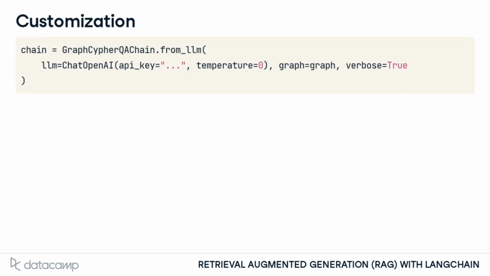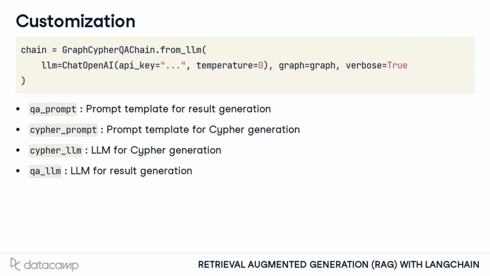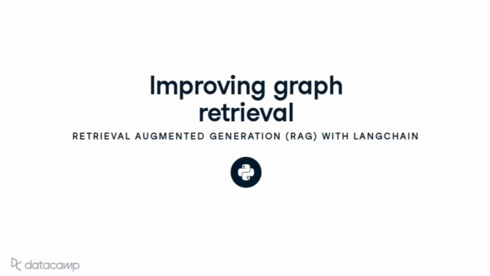Note that here we are using the same LLM for generating the Cypher query and the final natural language result. We're also not changing the default prompt templates for either of these steps that are used under the hood. It is possible to use different models for the two steps and specify our own prompt templates using the arguments shown, which we'll investigate in the next video.